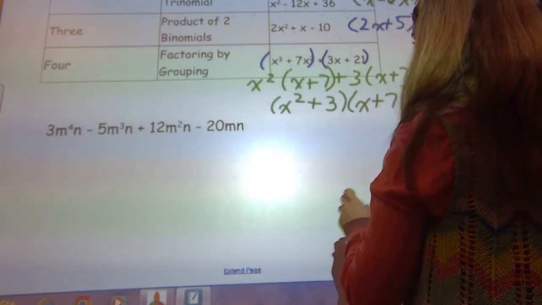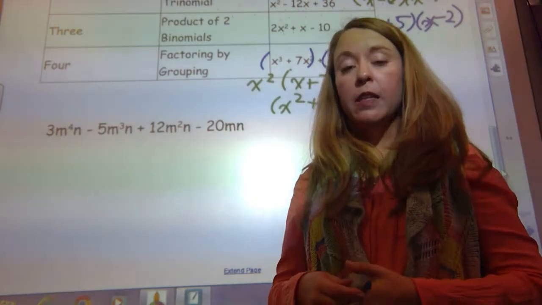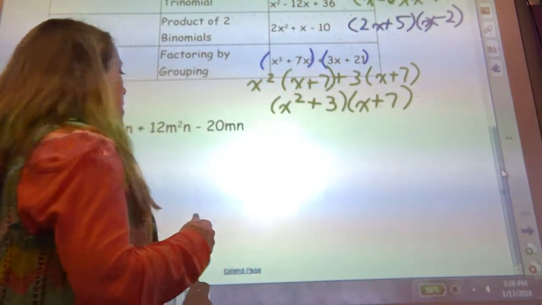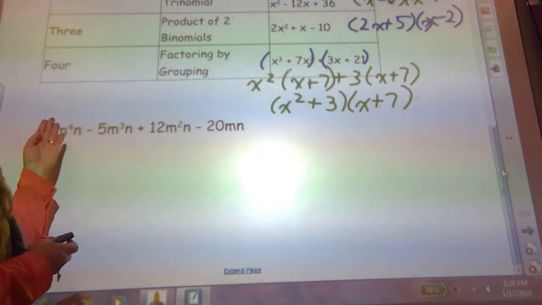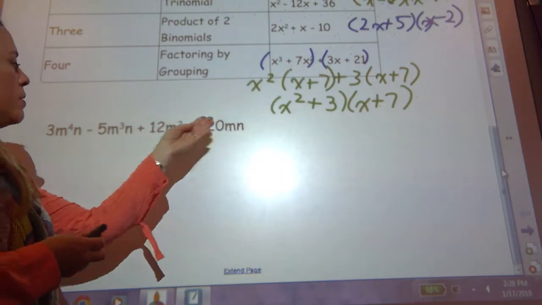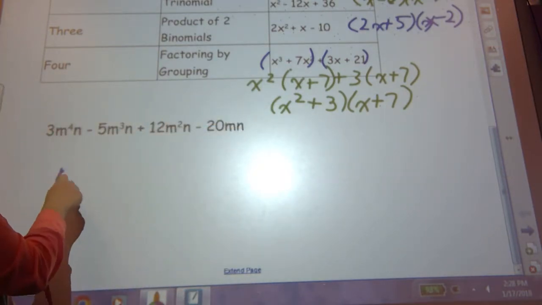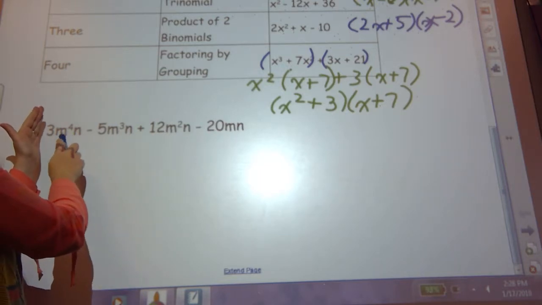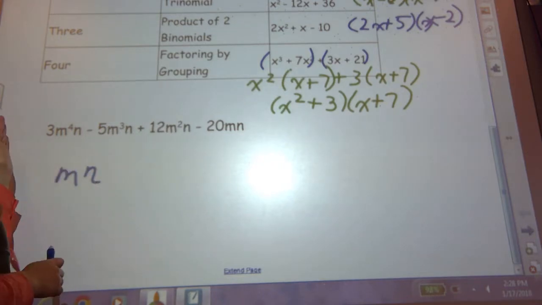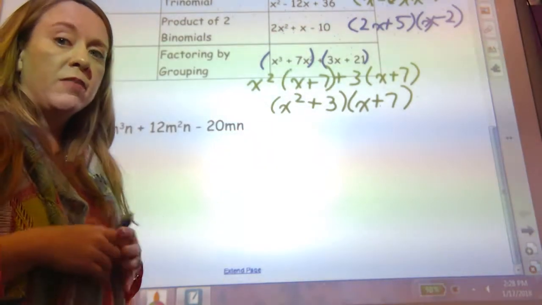So let's try it. Our first thing is we're going to look for a common monomial factor and factor that out first and then see where we are. Here, I can see I've got some m's in common, but of all of them, the highest degree of m I have is 1. So I'm going to pull out an m. I also have an n in all of them, so I'm going to pull that out. I don't think I have any coefficients that I can use as a common factor.